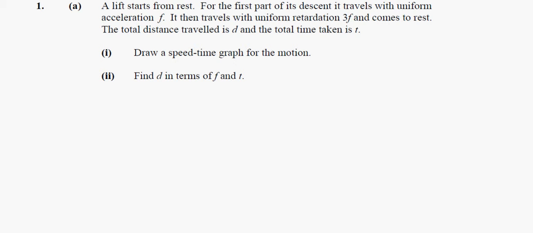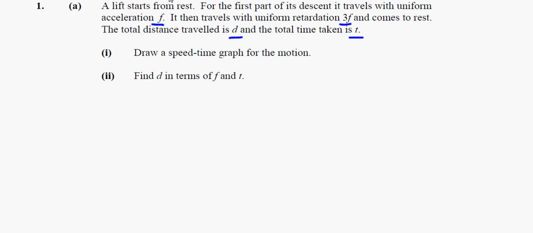Okay, so a lift starts off from rest. For the first part of the descent, it travels with a uniform acceleration f. It then travels with a uniform retardation of 3f and comes to rest. The total distance travelled is d. Find the time taken, t. Draw a speed time diagram for the motion.